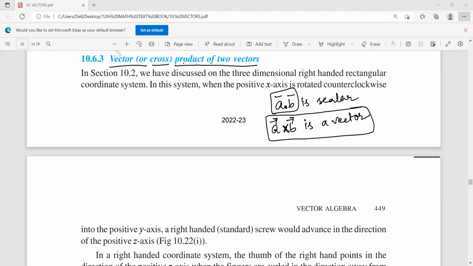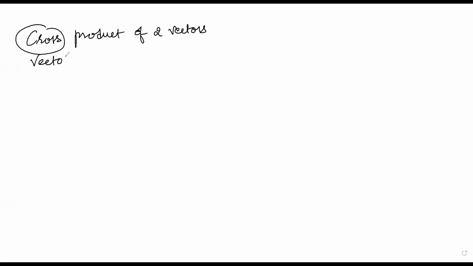So therefore, we'll try to understand it by taking the whiteboard. Okay, now, what is this? This we can call the cross product of two vectors, or the vector product. Vector product of two vectors is the topic.